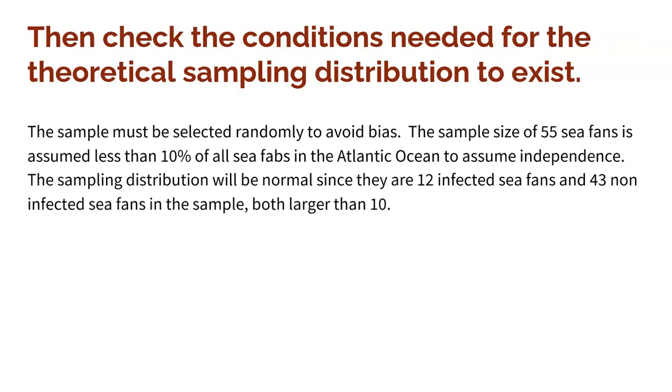Step 2 is the conditions, because we are assuming a normal model exists for that sampling distribution, so we do have to check our conditions. Sample was random to avoid bias. There's tons of sea fans in the Atlantic Ocean, so I'm confident 55 is less than 10% of all of them. And my sample had 12 that were infected, leaving 43 that were not infected, both larger than 10, so that normal model can be used.